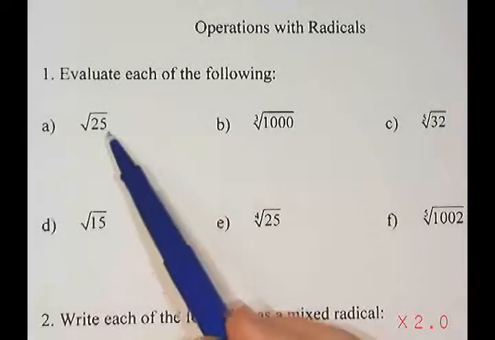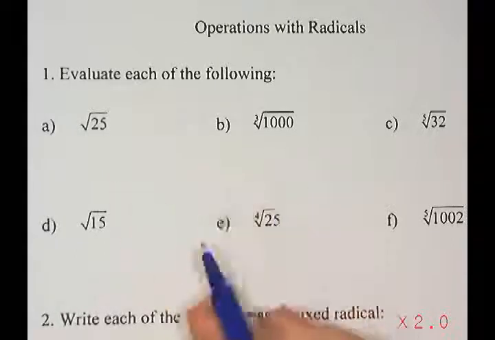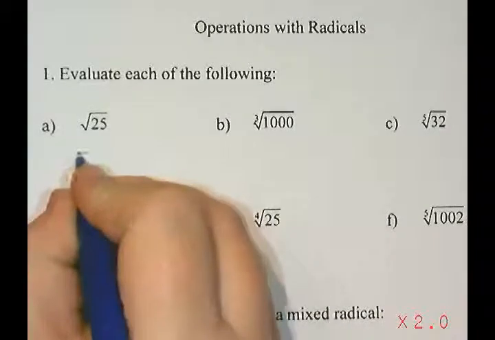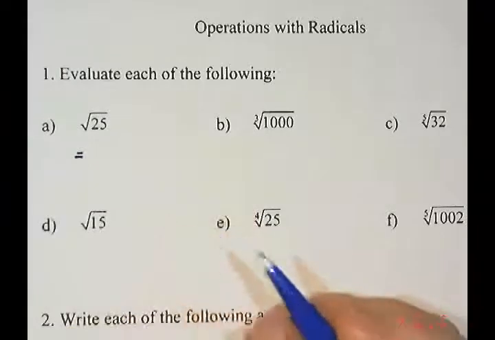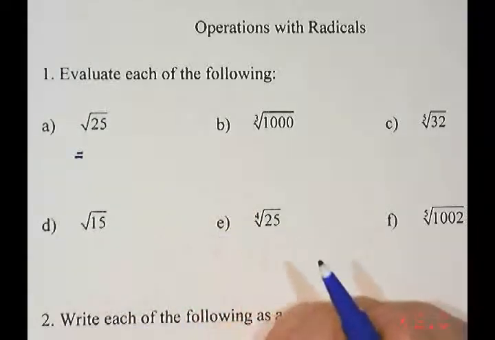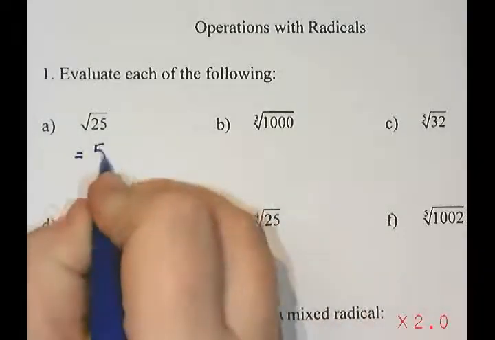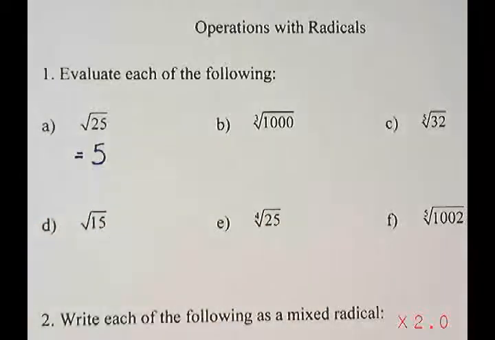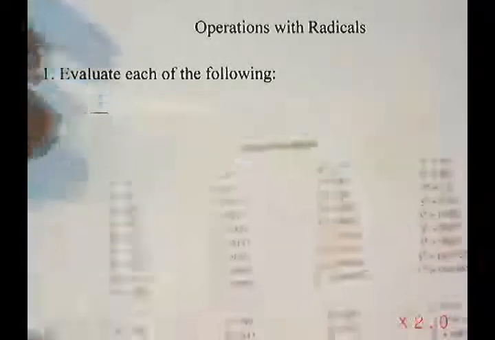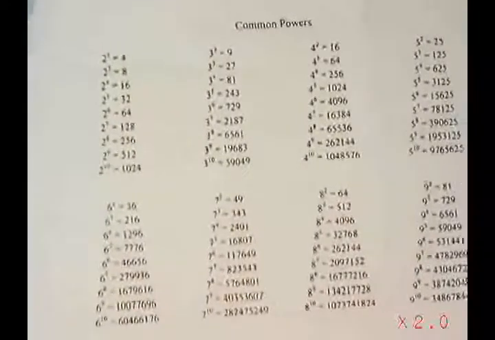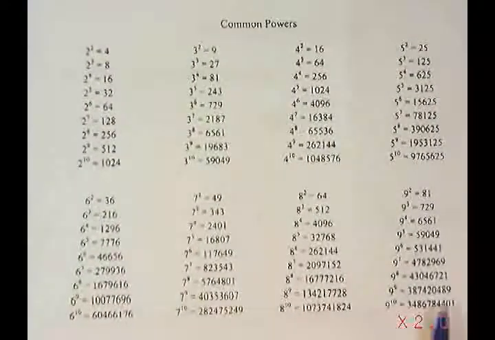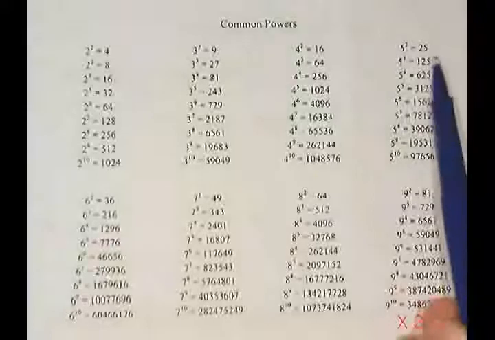And we start with the square root of 25. So hopefully we all know how to do the square root of 25. The square root wants to know what number squared gave me 25. Well, that would be 5 squared. Now, if you are having trouble figuring that out, that power sheet that I gave you, you could take a look, try to find 25. 5 squared is 25.